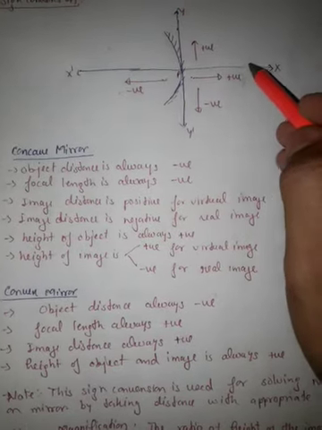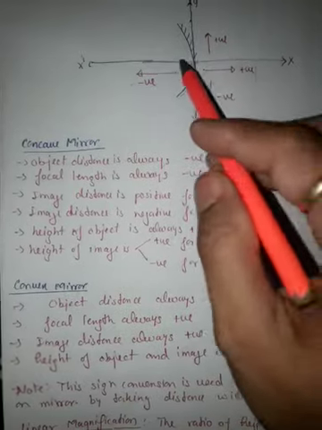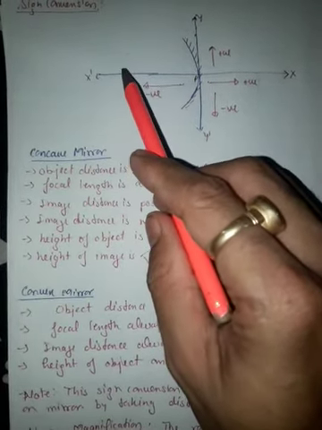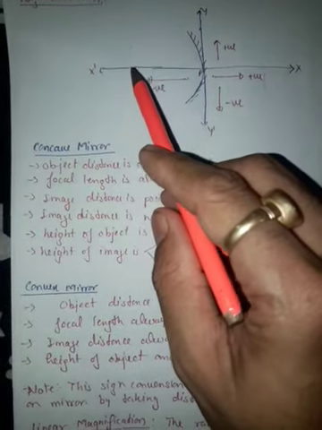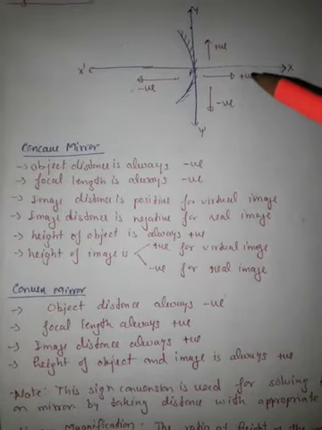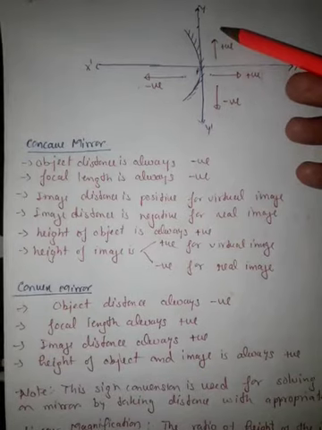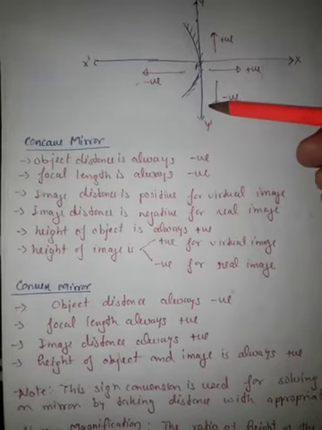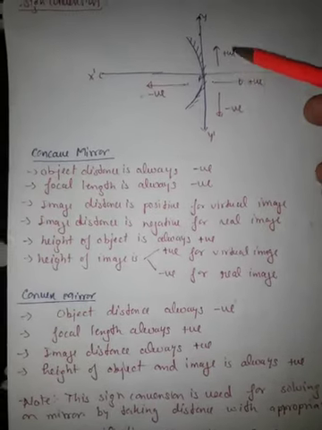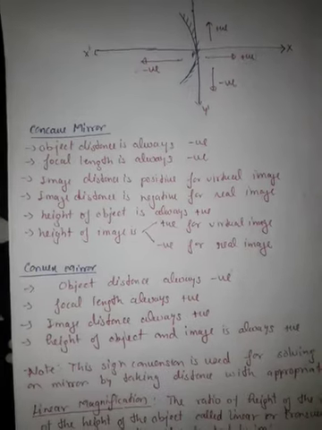If the image is formed here, that is for a virtual image, it is always taken as positive. Image distance is negative if the image is real. Sorry, if the image is real. The height of object is always taken as positive, but for a virtual image, the height of the image is positive, and the height of the image is negative for a real image.